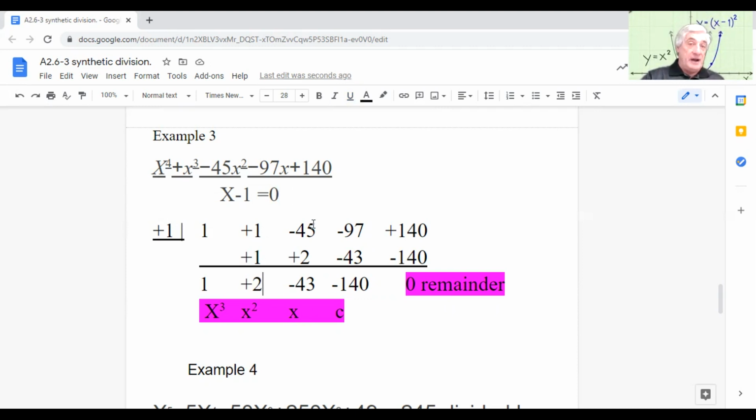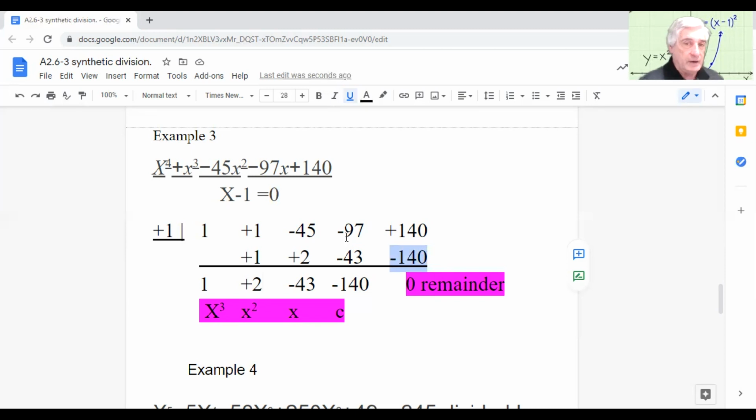We got 45 plus 2, negative 45 plus 2 is negative 43. Now we're going to multiply negative 43 times plus 1. That's negative 43 there. When you add this down, it becomes negative 140. And negative 140 times that 1 becomes negative 140. And we got plus 140 and we got minus 140. They're over each other. When you subtract that, you get 0.